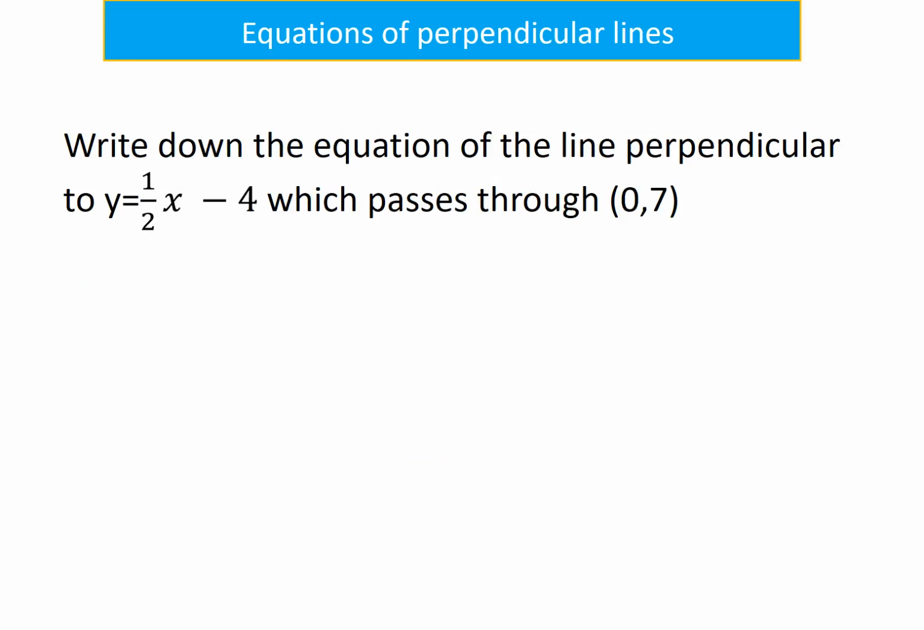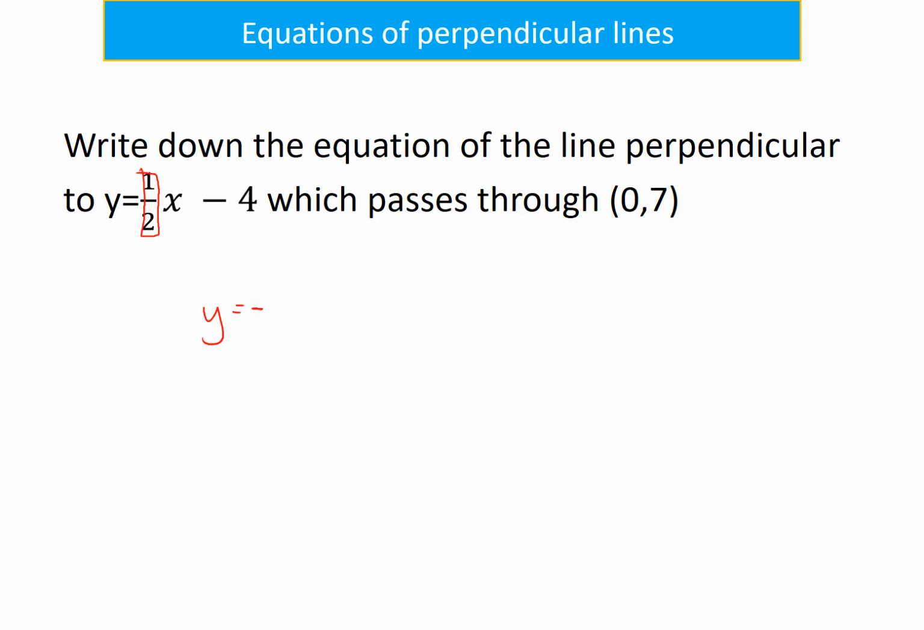Now, just like with the parallel lines, we might be asked to write an equation of a perpendicular line that goes through a certain point. I have the equation and I have the gradient here. So the first thing I need to work out is the gradient of a line that is perpendicular to it. I need to remember that I need to have an opposite sign. This one is positive, so I need to have a negative gradient.